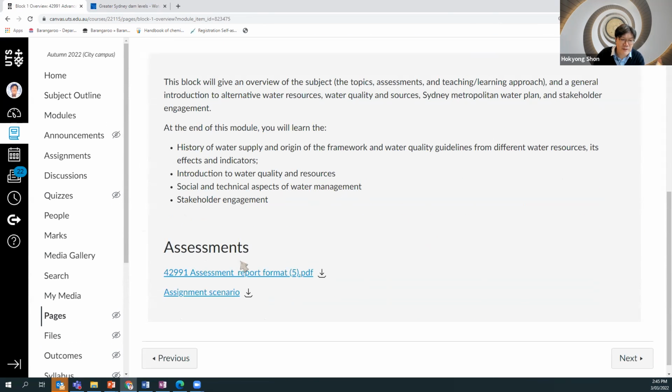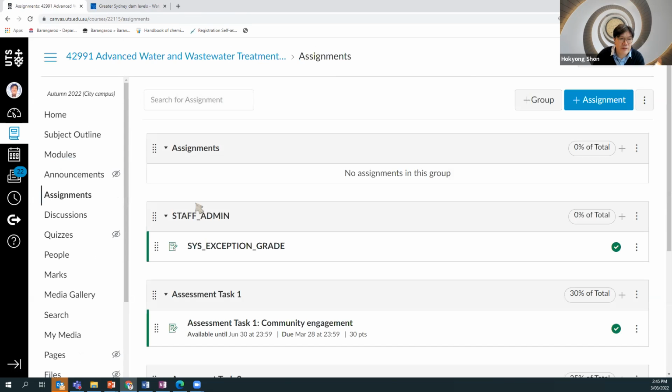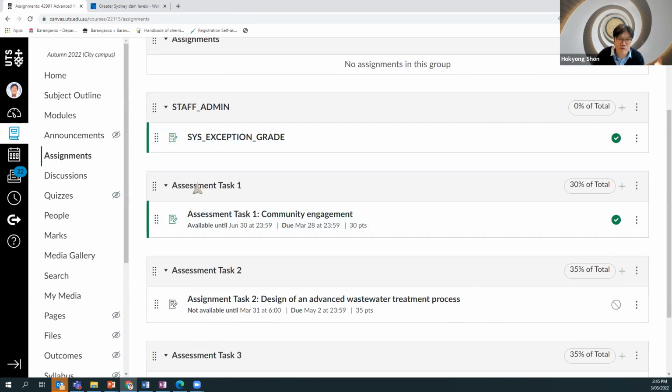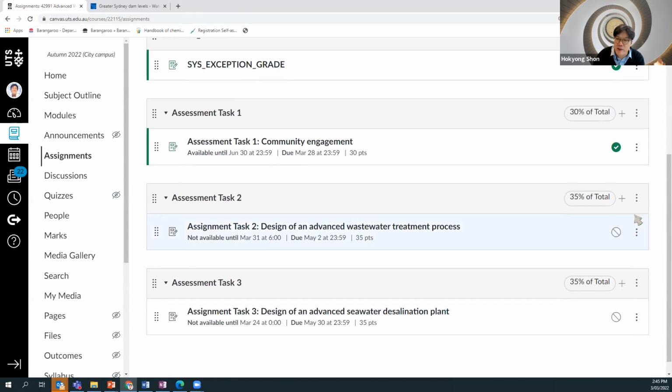If you have not read carefully your subject outline, assessment report format, and assessment scenario, you have to go back to your Canvas and read carefully and understand. If you have any question, anytime, you are very welcome to ask us or send an email. Also, when you finish your assessment 1, 2, 3, you can submit your assessment. Already we have opened assessment task 1. We have not yet released 2 and 3.